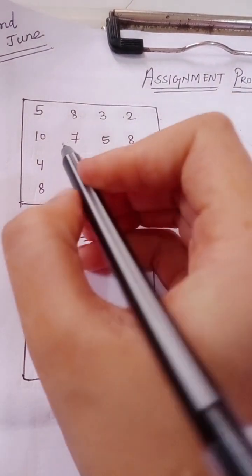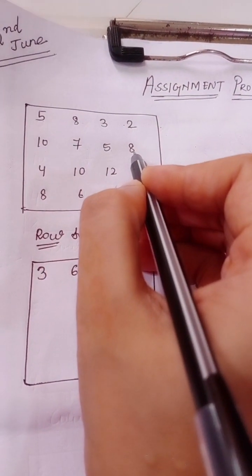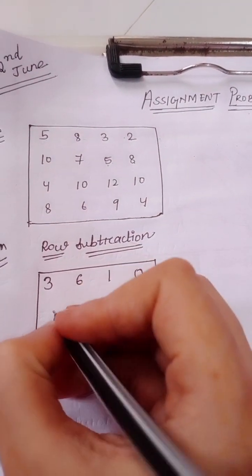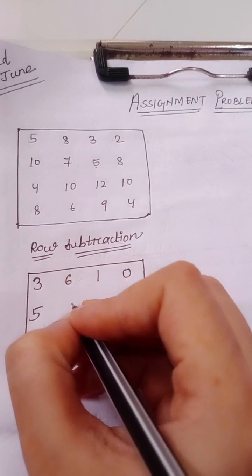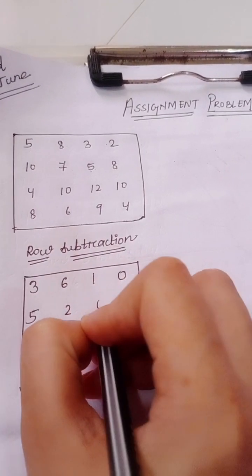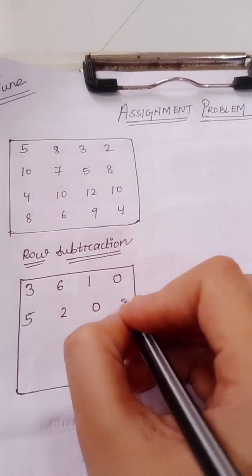Like this, second row: 10, 7, 5, 8. Which is smaller? 5. So 10 minus 5 is 5. 7 minus 5 is 2. 5 minus 5 is 0. 8 minus 5 is 3.